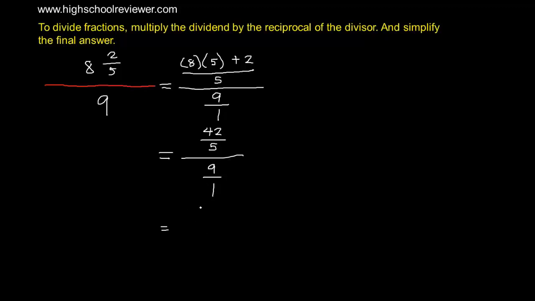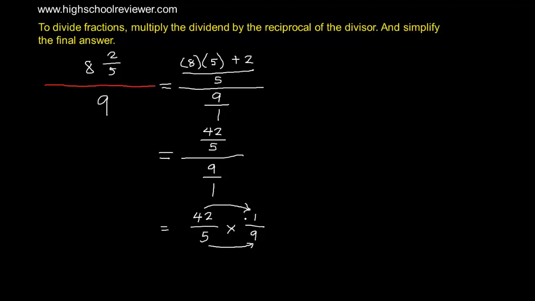The rule for dividing fractions: we multiply the dividend, again that is 42 all over 5, by the reciprocal of our divisor. The reciprocal of 9 over 1 will be 1 all over 9. Then we multiply all the numerators and also multiply all the denominators.